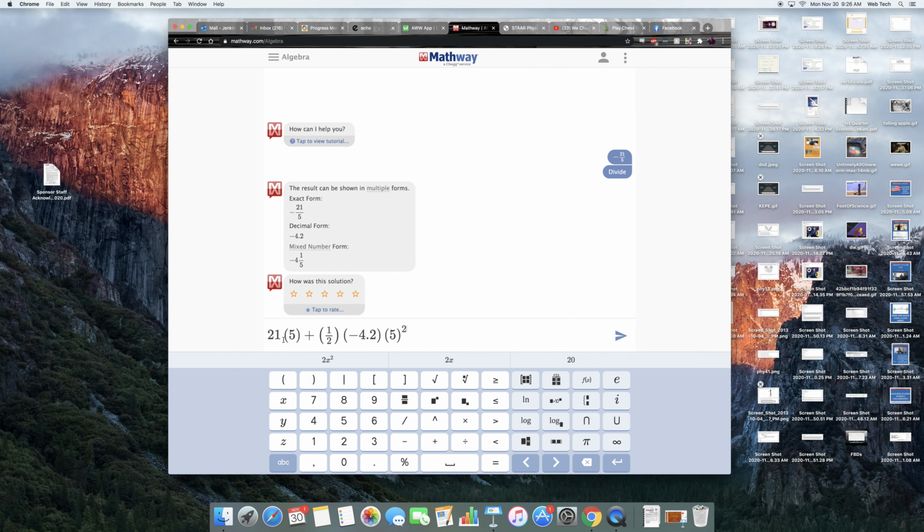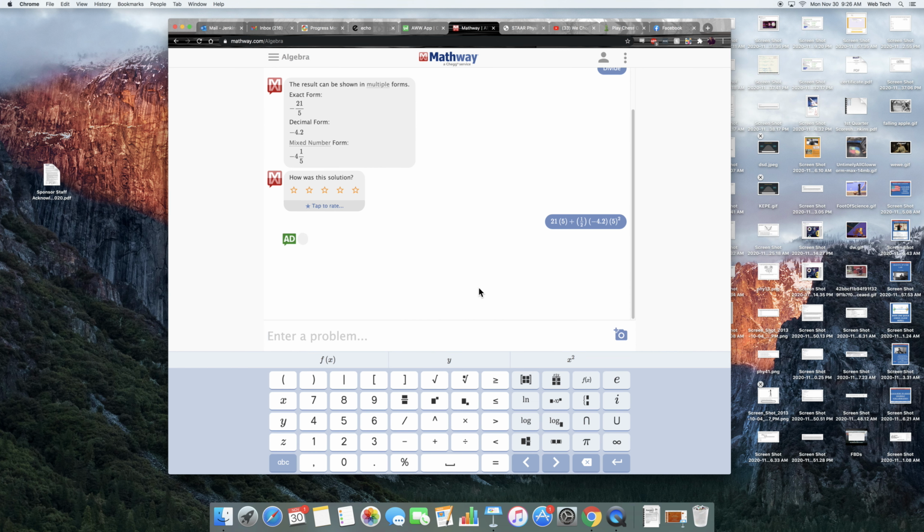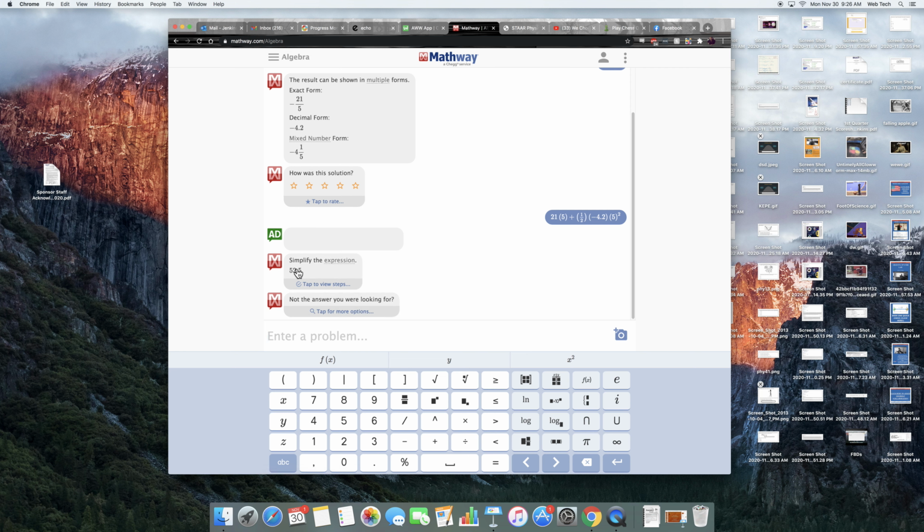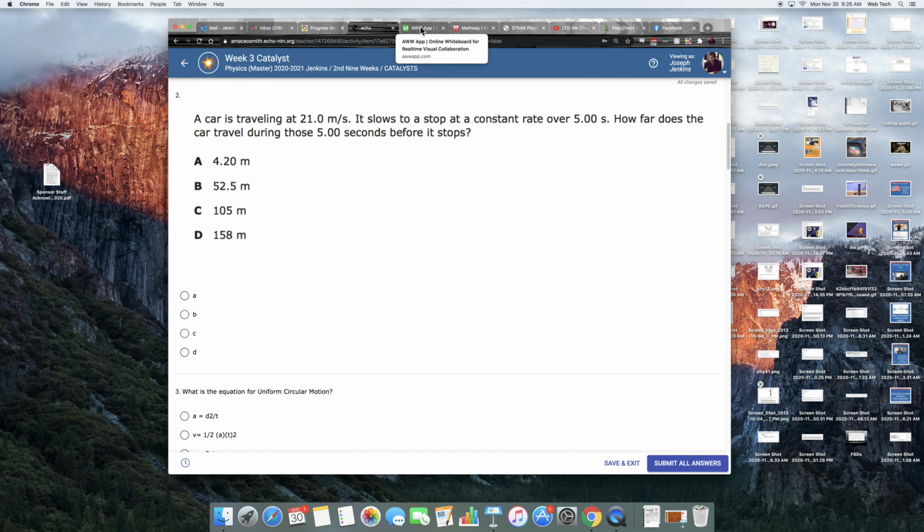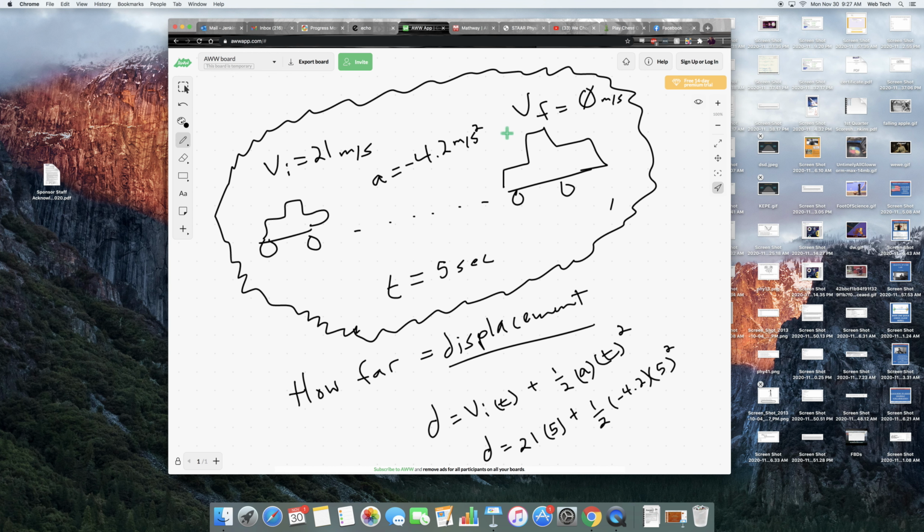So I got 21 times 5. That's initial velocity times time plus 1/2 times acceleration times time squared. It's just like that. Boom. If I simplify it, I get 52.5 meters. Wow, I did it. The displacement is found. So this should go in your answer.